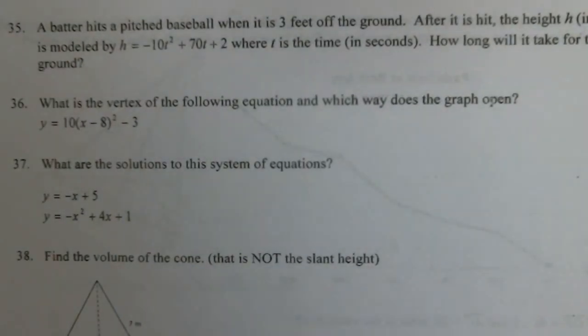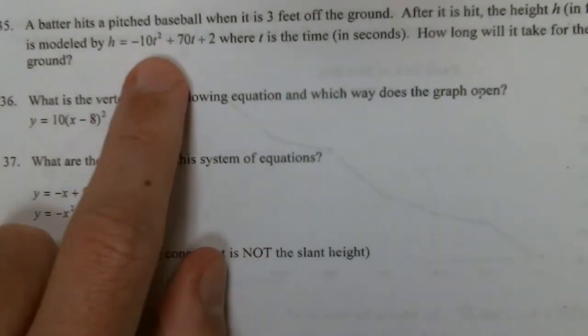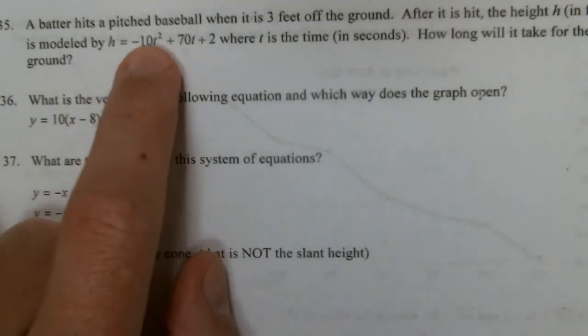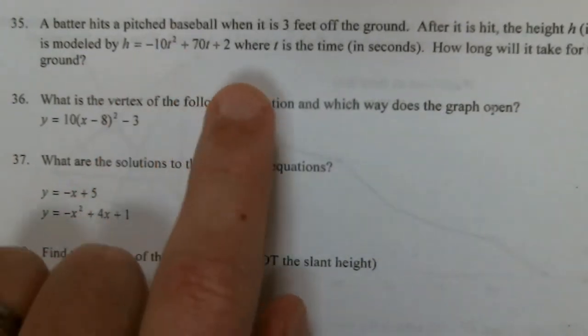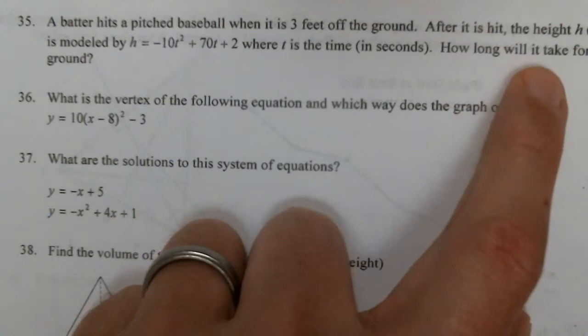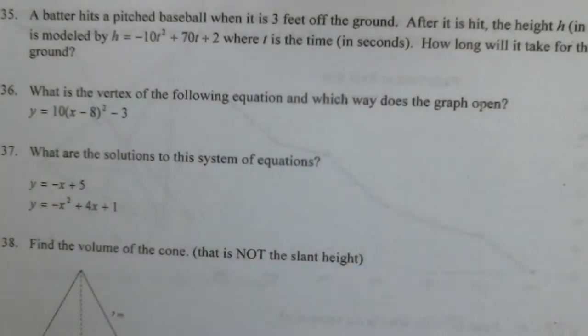A batter hits a pitched ball when it is 3 feet off the ground. After it is hit, the height h in feet of the ball is modeled by this quadratic expression. How do I know I have a quadratic? Because there's a squared in there, where t equals the time. How long will it take for the ball to hit the ground?